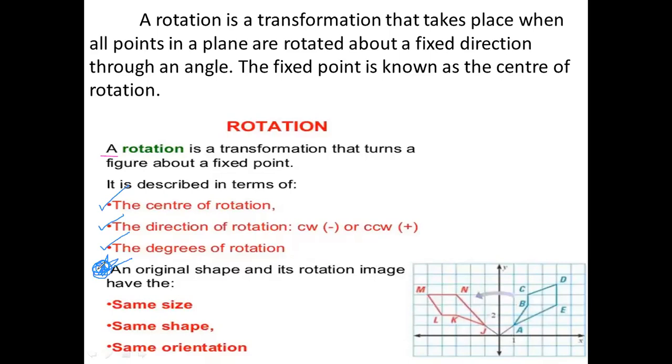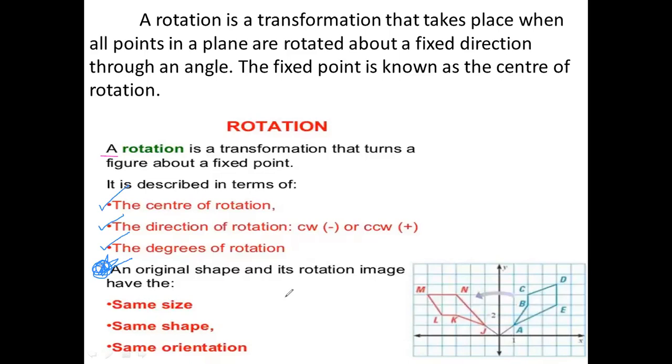An original shape and its rotation image. The object and the image will have the same size, same shape, and same orientation. So an original shape and its rotation image: the object and the image will have the same size, shape, and orientation. So we will go to that one in the properties.